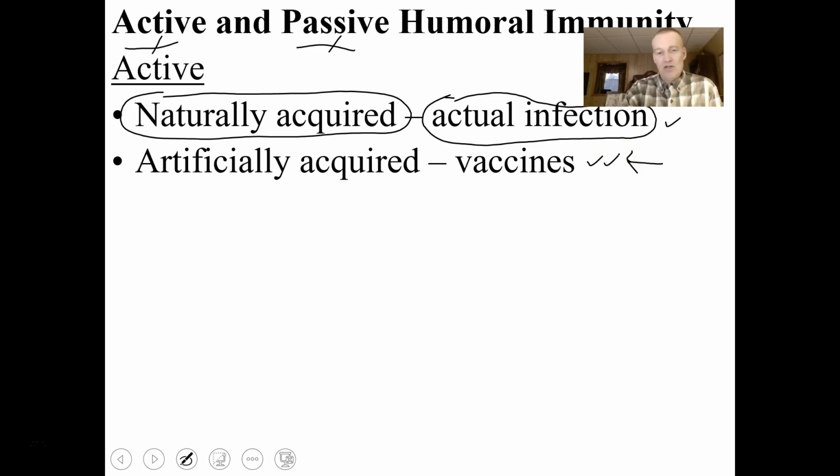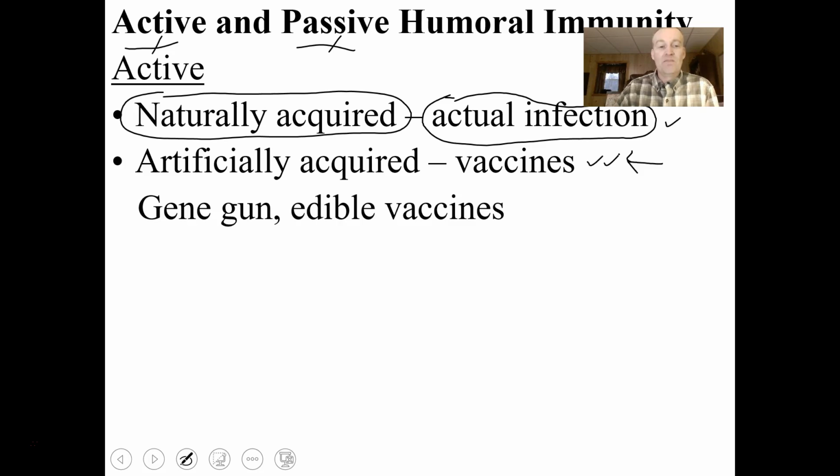We now have the ability to put vaccines in people that help to protect us against cancer. When you look at the HPV vaccine and hepatitis B vaccine, these are actually cancer vaccines. But we also have viral and bacterial vaccines we can take as well, so that we can prevent ourselves from getting those. We also have gene guns and edible vaccines. There are all different kinds of ways other than shots that we can get vaccines.